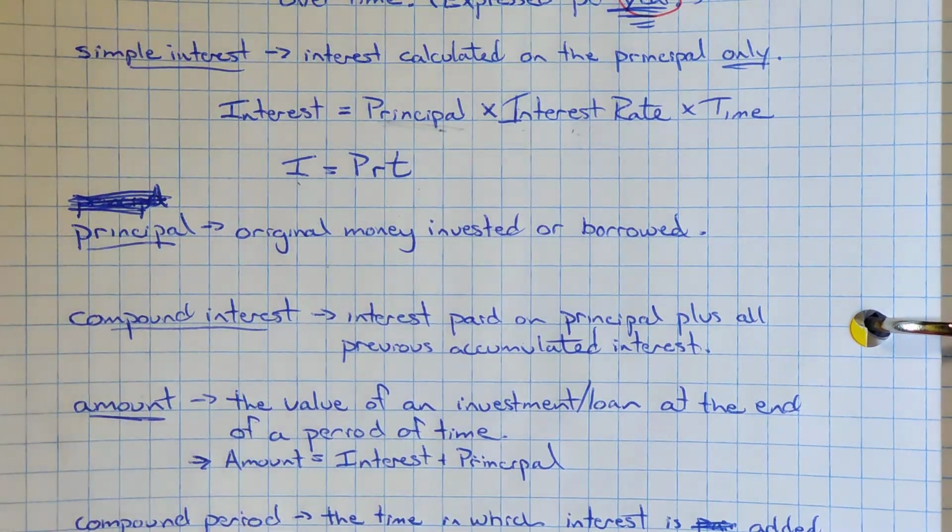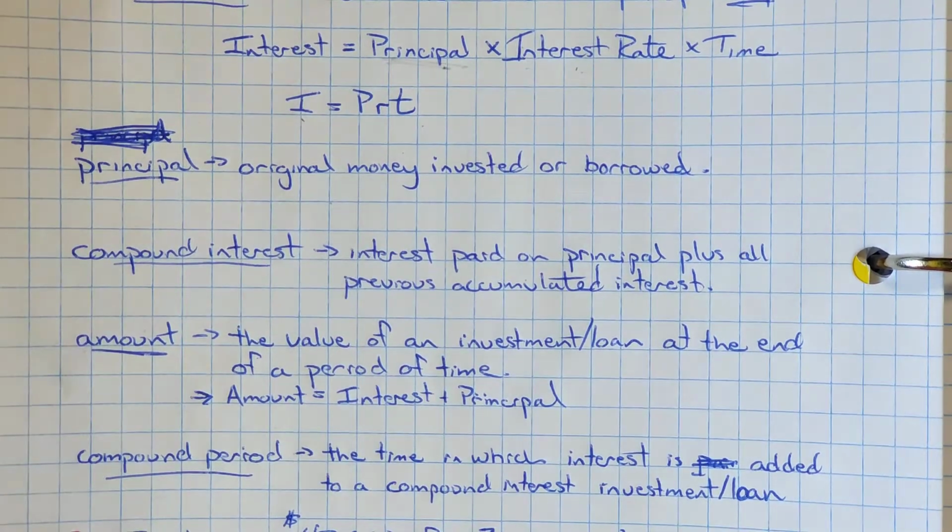Amount focuses on the total value of an investment or loan at the end of a period of time. So that is the principal value plus the interest. So if you're paying this off, if it's something you borrowed, that is the original value plus the interest that you have to pay. If this is money you're investing, then this is the amount you invested plus the interest that you made. So the amount is the original value plus the interest made.